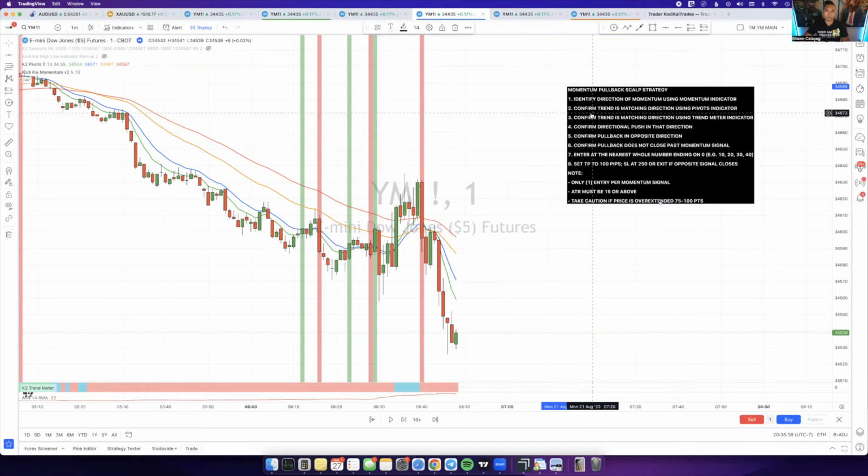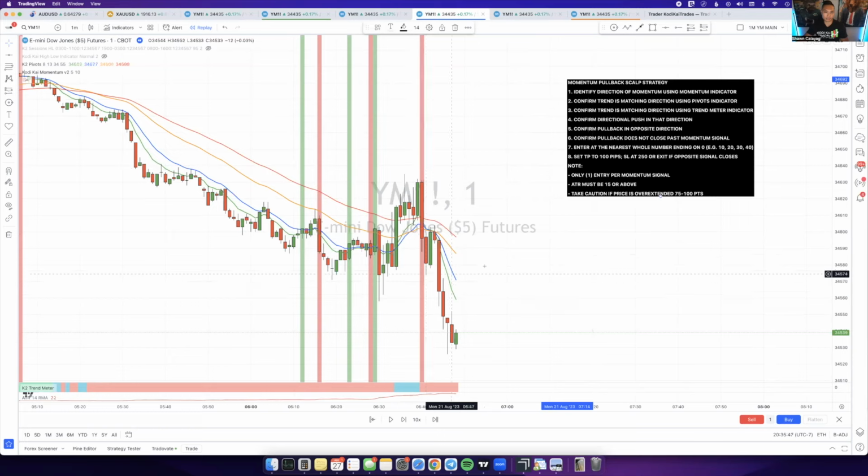So for step two here, you want to confirm the trend is matching the direction of momentum using the pivots indicator. To identify the direction of trend using the pivots indicator, you want to make sure that price is either below or above the pivots, and you want to confirm that the pivots are angling down or angling up. With that said, you can see here that price is below the pivots, the pivots are angling down, and price is continuing that direction. So we have a bearish trend here with regard to the pivots. Once you've confirmed that, you can move on to step three.